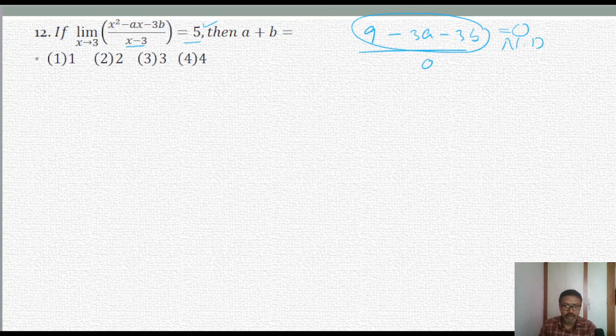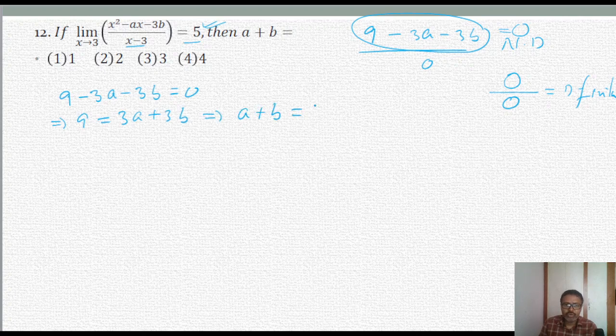Okay, a very important thing we have to keep in mind, because we are getting a finite limit. When you apply this limit, as you are getting the denominator 0, in the numerator also you have to get 0, then only you will get a definite value. Otherwise it is not defined. So from that conclusion we'll get one equation here, that is 9 minus 3a minus 3b is equal to 0, which gives you 9 is equal to 3a plus 3b. That gives you a plus b is equal to 3.